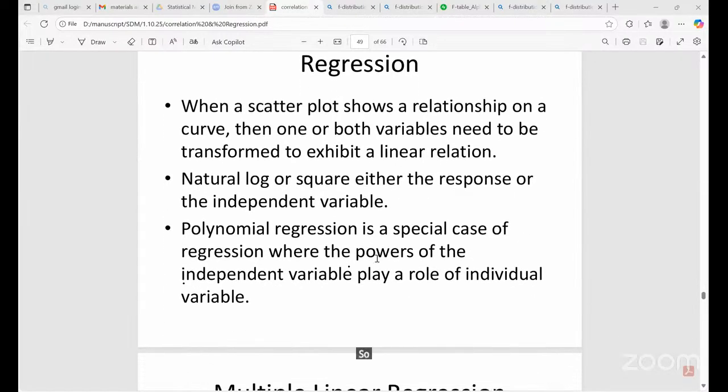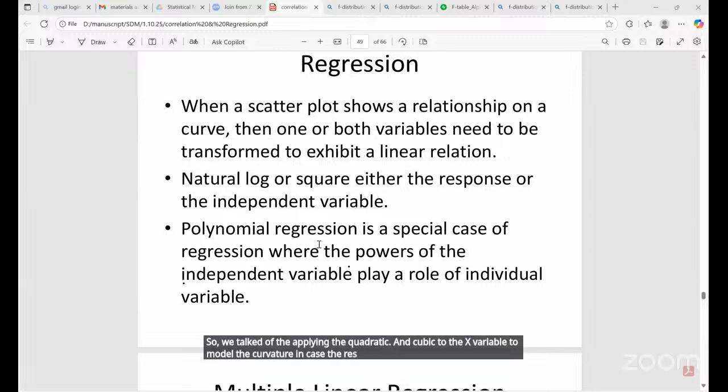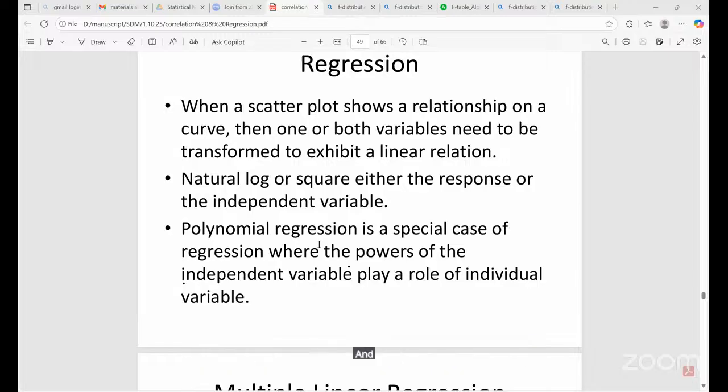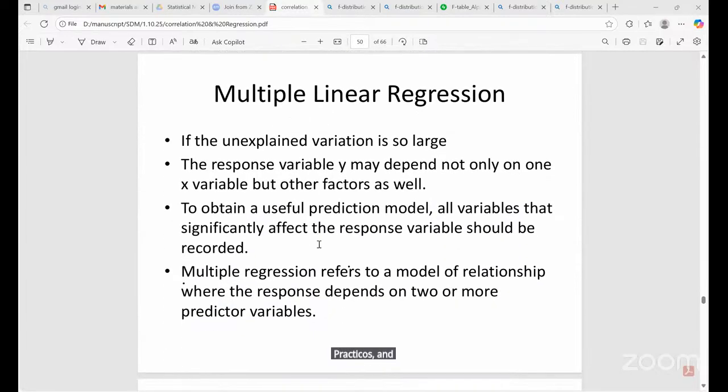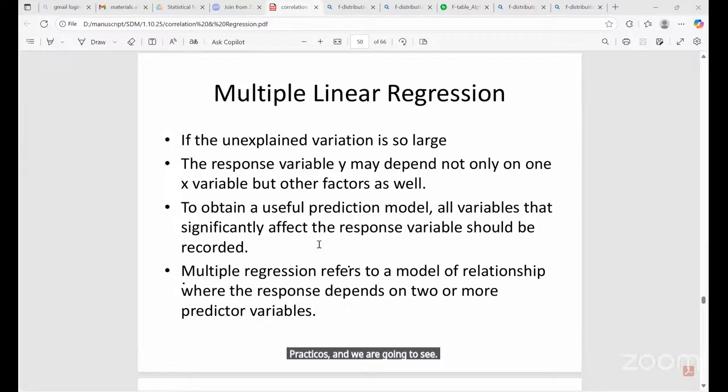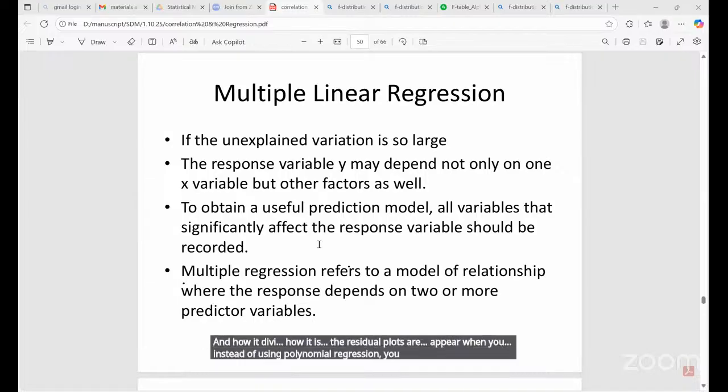So we talked of applying the quadratic and cubic to the X variable to model the curvature in case the residuals show you a curve. And that type of regression is called polynomial regression. Tomorrow, we will go through practicals, and we are going to see how a polynomial regression looks like, and how the residual plots appear when, instead of using polynomial regression, you just use a linear regression.